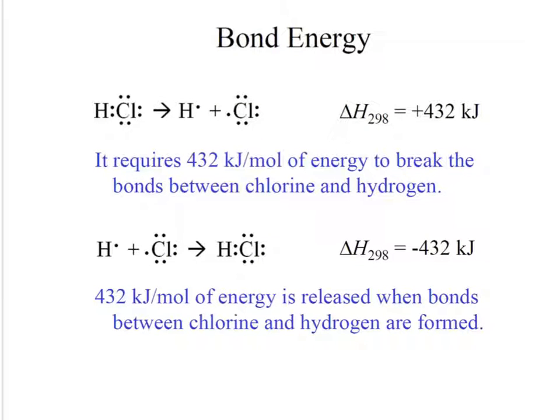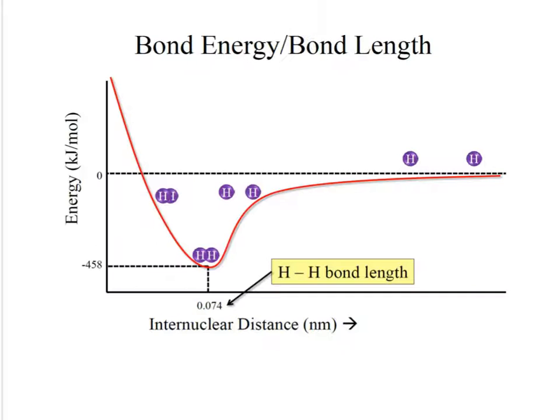Okay, so our bond energy values are in kilojoules per mole. So this really should say per mole. If you break a mole of hydrochloric acid bonds, 432 kilojoules of energy will be absorbed. So when you form those bonds, 432 kilojoules of energy will be released. So remember, these signs tell you if it was released or absorbed.